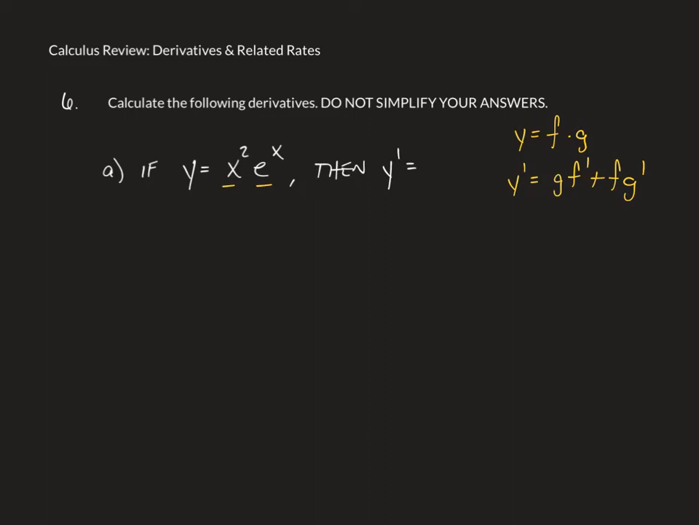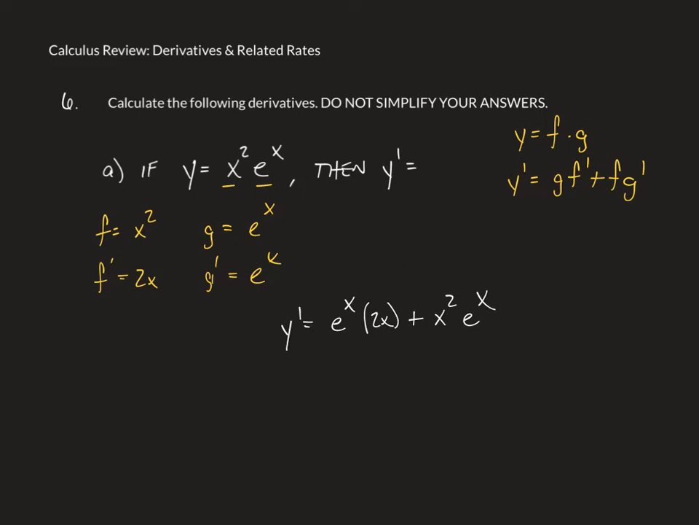So anyway, let's first identify here really quickly, what is our f function? Well, in this case, f is x squared, and our g function is e to the x. So that would make f prime 2x, and g prime is going to be e to the x. Alright, so let's just set this thing up then. Our final answer is going to be y prime equals g times f prime plus f times g prime. And I could leave it like that. It doesn't have to look any nicer than that. You may be tempted to rewrite it as 2x e to the x plus x squared e to the x. That's fine, but it's not necessary.